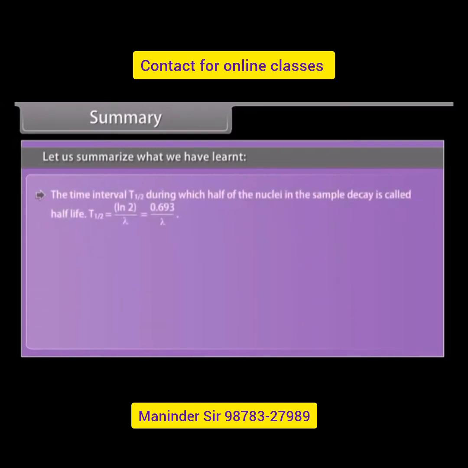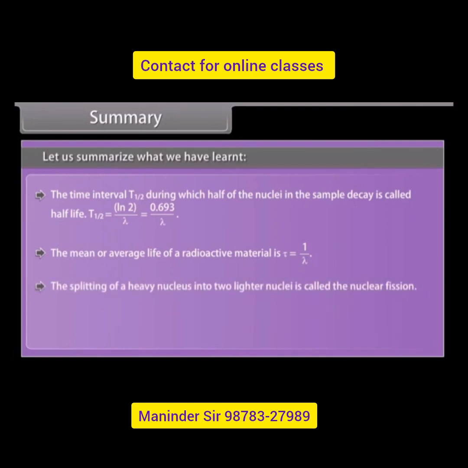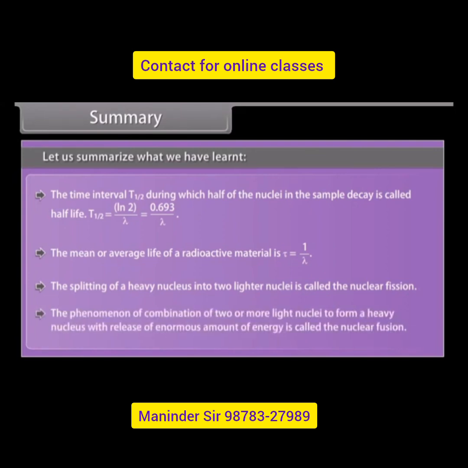The time interval t½ during which half of the nuclei in the sample decay is called half-life. The mean or average life of a radioactive material is the average time for which a nucleus survives. The splitting of a heavy nucleus into two lighter nuclei is called nuclear fission. The phenomenon of combination of two or more light nuclei to form a heavy nucleus with release of enormous amount of energy is called nuclear fusion.